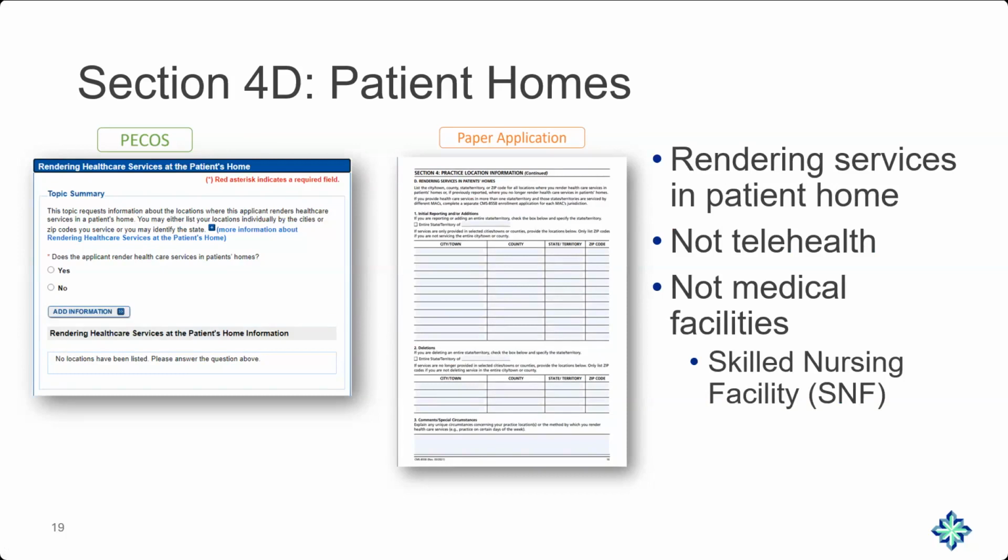This is also not telehealth. Telehealth is a little bit different because of the nature of how telehealth is delivered. But we need to know the city, the county, the state. It may be an entire zip code and that's all you have to list. It may be an entire city and that's all you have to list. It may be an entire county. It's going to vary. We don't need the patient's location information, but we need to know the area in which you're going to be providing those home services.